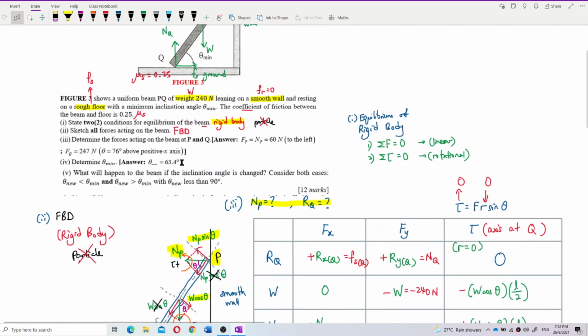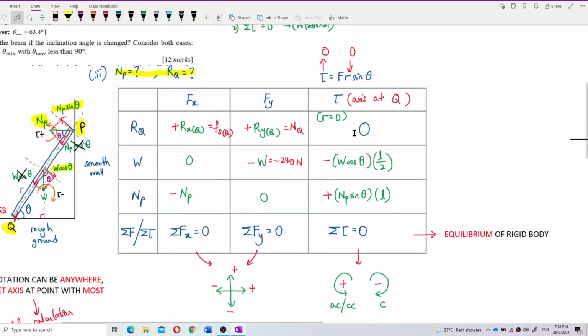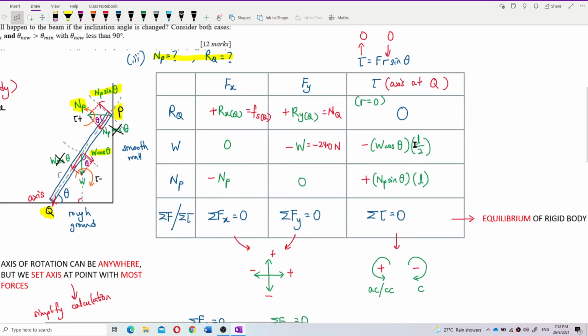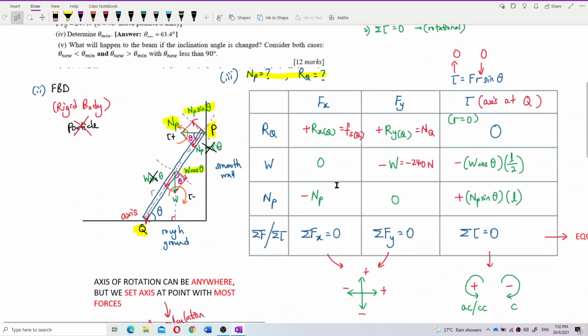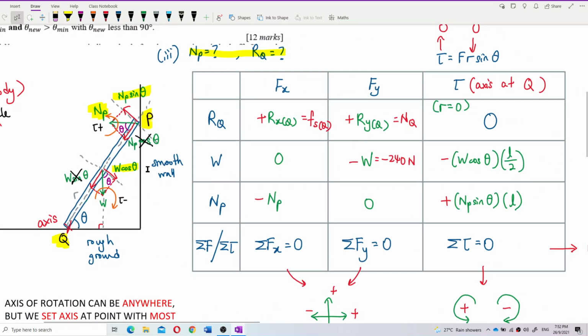For theta minimum, I think you need to use the torque already, because the torque uses the theta for the beam. Remember this one? Just now you did the torque. This theta, the purple theta here, is the same as the theta minimum, which is the theta for the beam, not the theta for the reaction force. This theta and this theta are used over here.